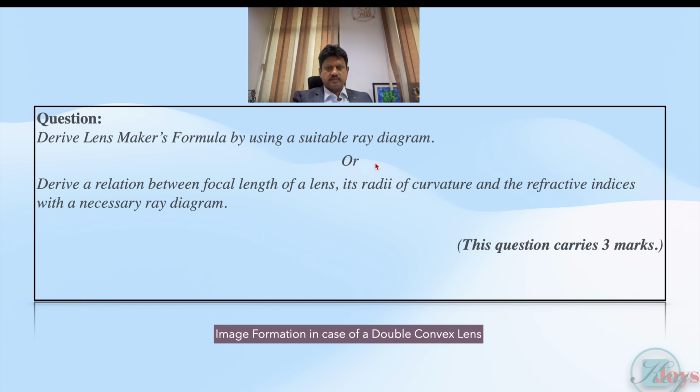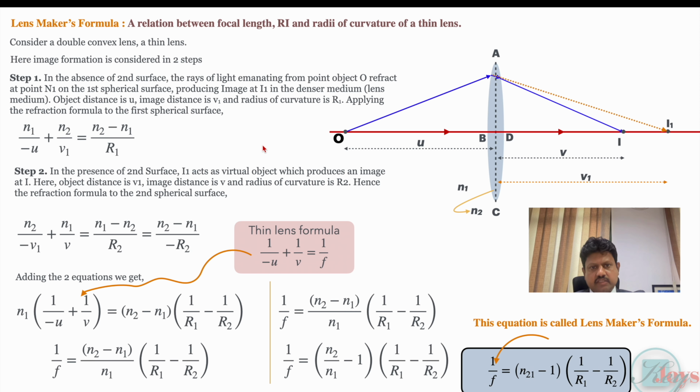On this, a 3-mark question is asked: derive lens maker's formula. Let me just tell you once again, this much is actually what is required. So from here, the lens maker's formula question is asked.